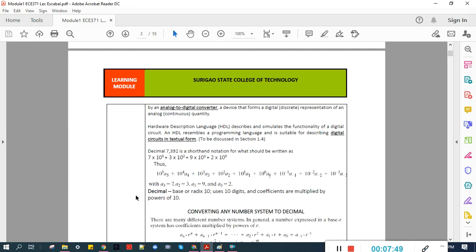HDL. What is a hardware description language? An HDL, or a hardware description language, describes and simulates the functionality of a digital circuit. From the word itself, hardware description language, so we are describing the hardware.